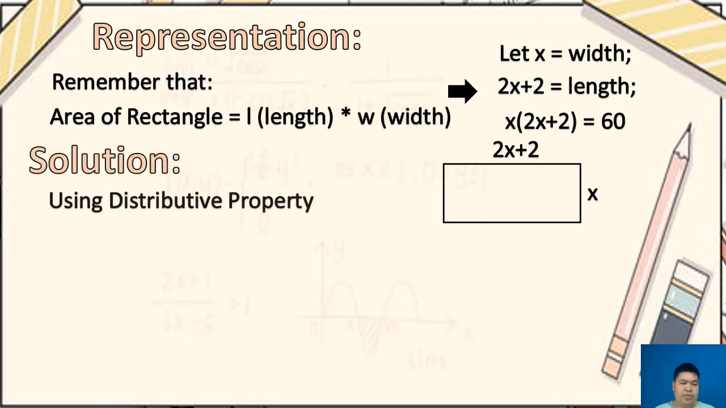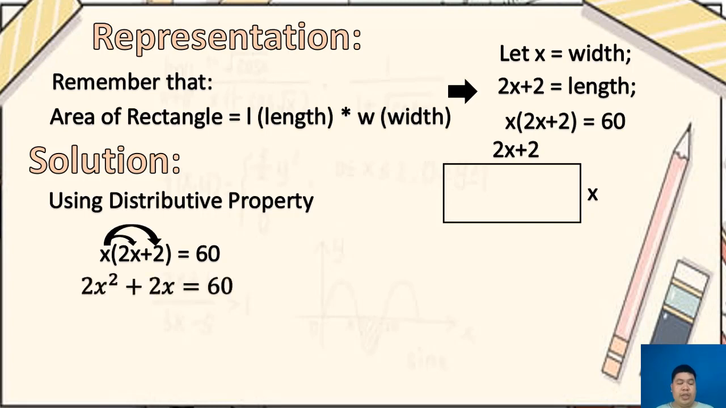Here's the solution. First, using the distributive property, distribute x to the quantity 2x plus 2. x multiplied by 2x, then x multiplied by 2. So here it is: 2x squared plus 2x is equal to 60. Then the next step is to transpose 60 to the left side. It will become negative. So we will have the equation 2x squared plus 2x minus 60 is equal to 0.